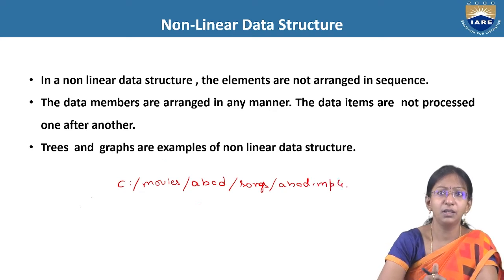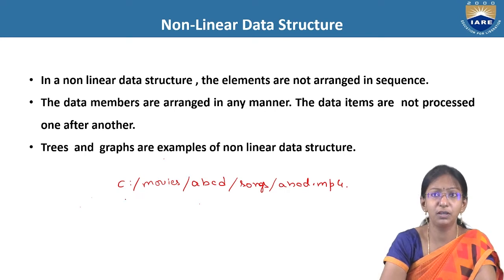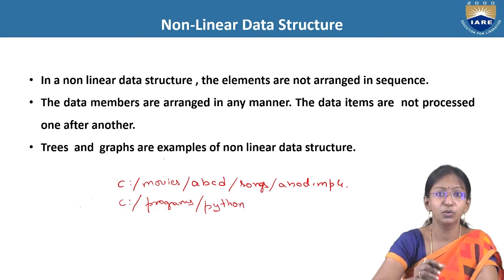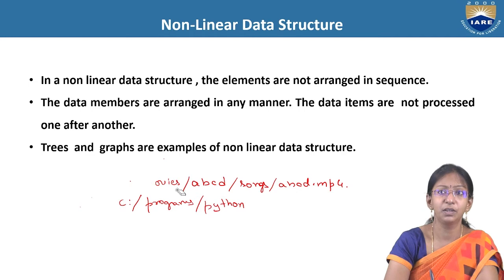In movies, do you have only one folder on the name of movies? You can have programs, within which you have categories like Python, Java, and many more, right? So that itself shows you the structure of a tree, right?